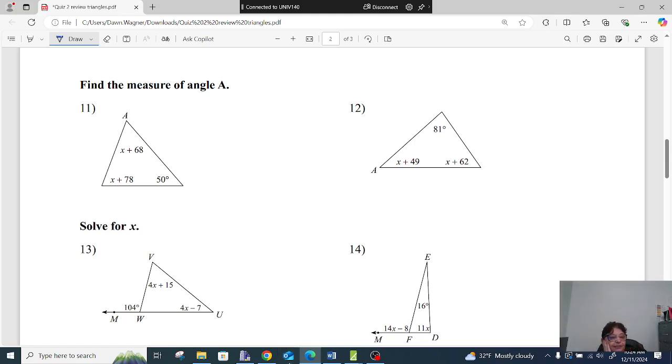Okay, what do you do when I'm looking for the angles to solve for x here? What am I going to do? What do I know about all the inside angles of a triangle? They should add up to 180. So x plus 68 plus x plus 78 plus 50 has to equal 180. And x plus x is 2x. You have to combine your like terms before you can start subtracting. So I have to add 68, I have to add 78, and I have to add 50.